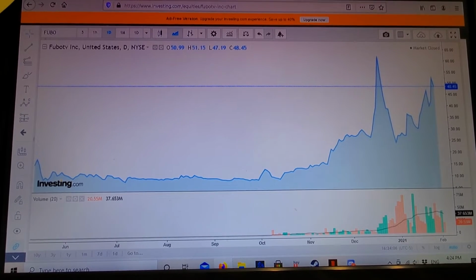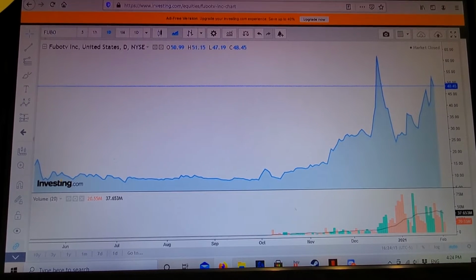So we'll take Fubo here as an example, and we're going to talk about the retracement and the extension of that Fibonacci sequence that kind of rules this theory.